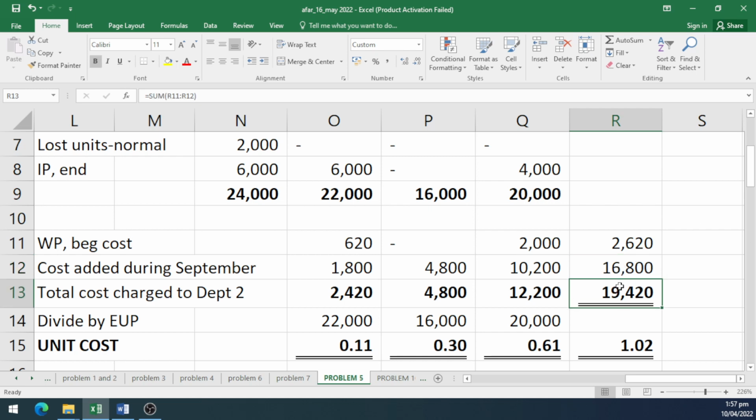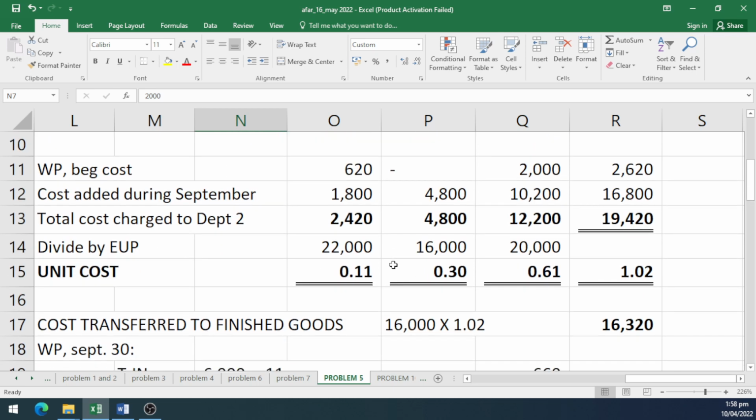Saan natin ia-assign yan? Sa units completed at sa work in process ending. Kasi yung lost units, wala na tayong ko-compute na cost niyan. Automatic yan, na-adjust na. Inabsorb na nilang lahat yan. Ang labas niyan, automatic nag-increase na yung unit cost nung hindi natin in-include sa EUP. Okay? But no need to compute kung magkano ang cost na naka-assign diyan. It's not treated as a separate element ng costing.